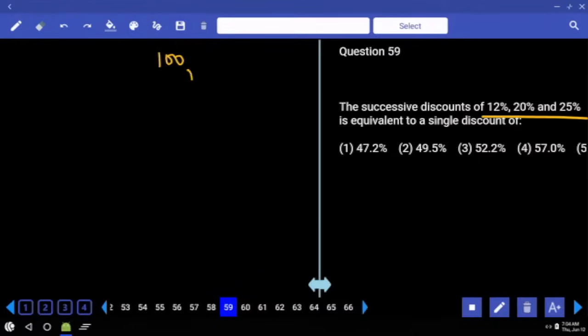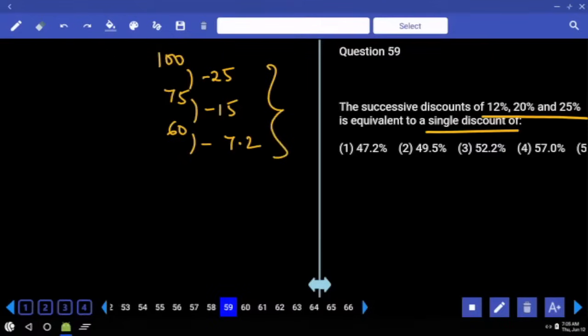First, I'll give 25%. How much does it become? It becomes 75. Then I want to give 20%. 10% is 7.5, so 20% is 15. Next, 60. Last one, 12%. What is 1%? 0.6. 10% is 6. 1%, 0.6 into 12 is 7.2. Then what do you need to do? The final question is the single discount, right? Tell me next.